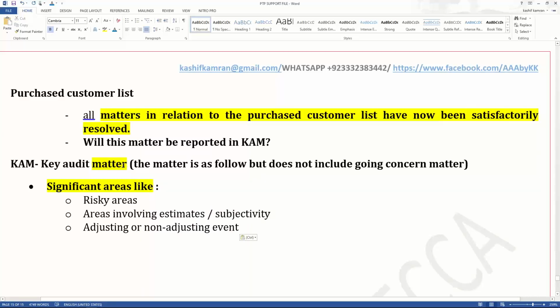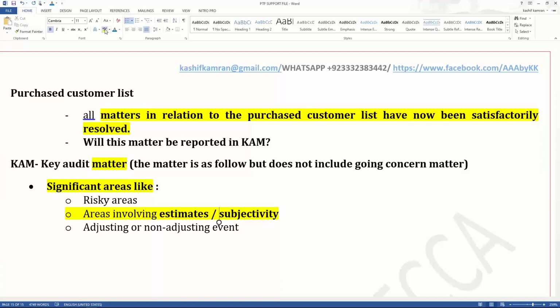CAM is a matter which is a high risk area. CAM is a matter which is an area involving estimate and subjectivity. CAM is for significant adjusting and non-adjusting events. Purchase customer list: is it not meeting the definition of an area involving estimates and subjectivity, everyone? Those who are giving the no answer, isn't it an area of estimate and subjectivity?